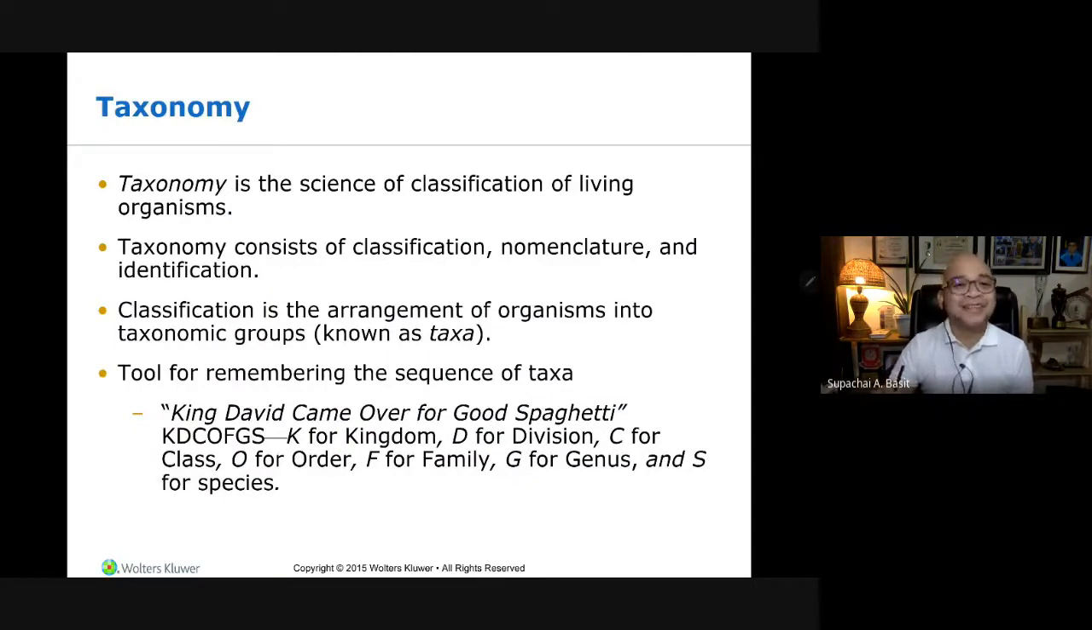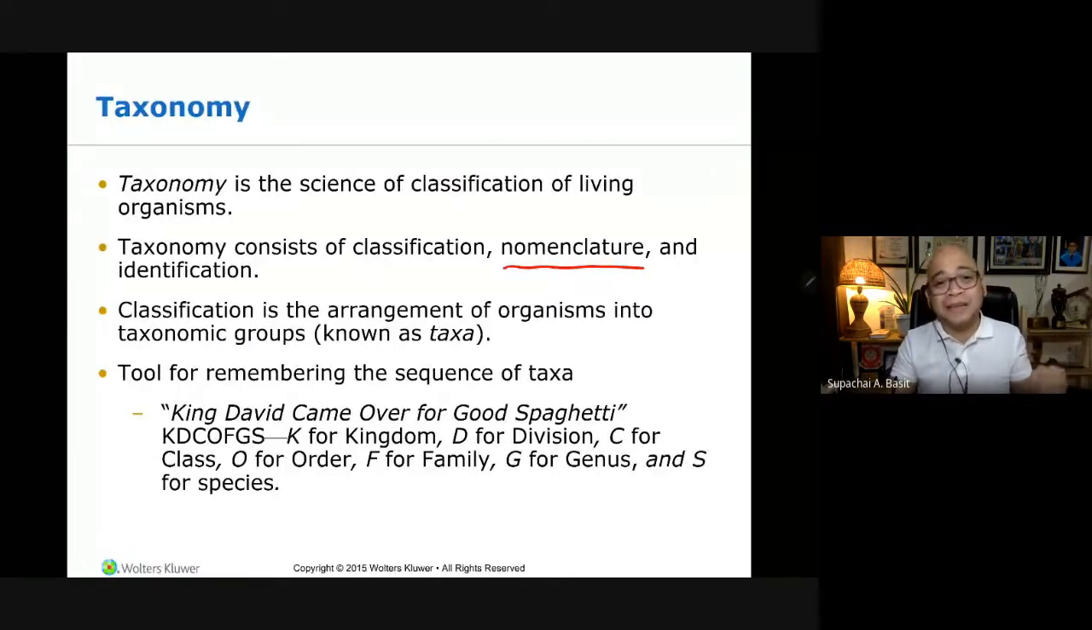Okay, so let's talk about taxonomy. Taxonomy is the science of classifying living organisms. It consists of classification, nomenclature, and identification. Nomenclature, or the scientific name, is very important because a scientific name is a universal name of a certain living organism. Classification is the arrangement of organisms into taxonomic groups known as taxa.